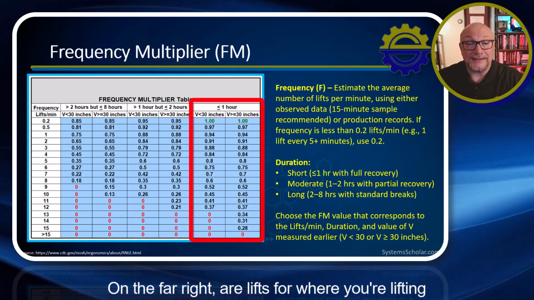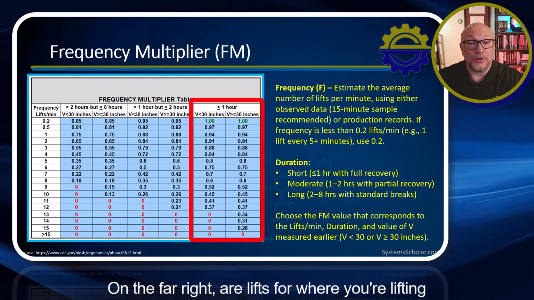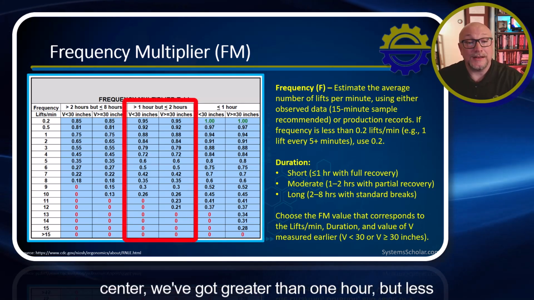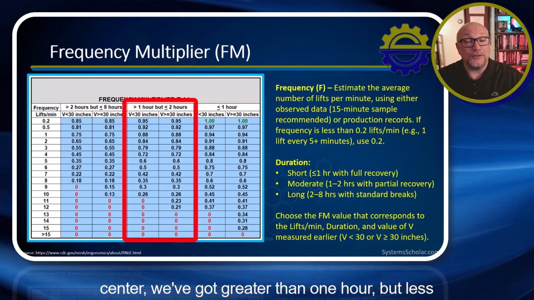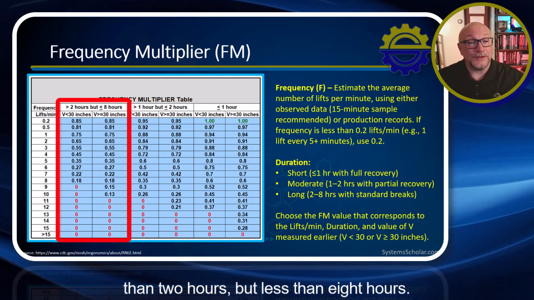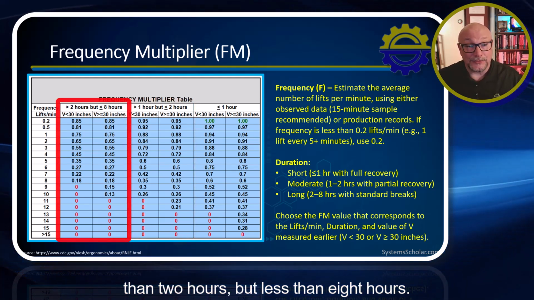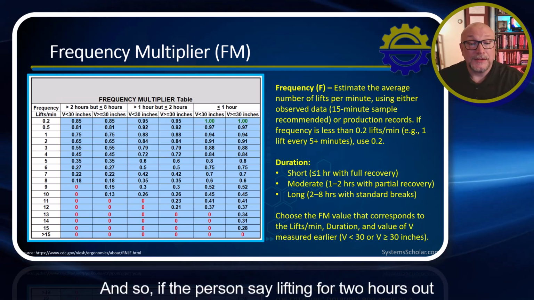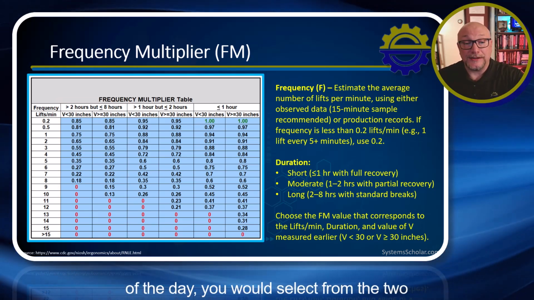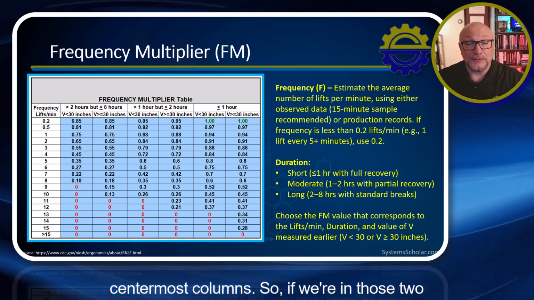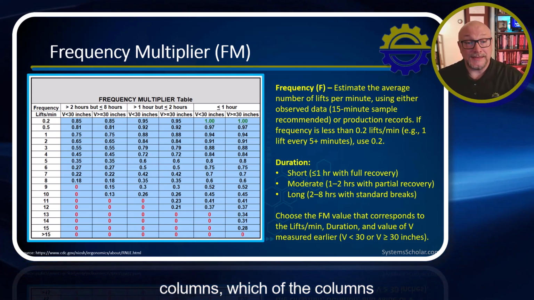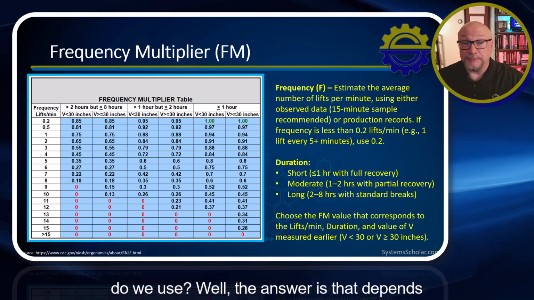Less on the far right, lifts where you're lifting for less than 1 hour per 8-hour shift. In the center, we've got greater than 1 hour, but less than 2 hours. And on the left, we have greater than 2 hours, but less than 8 hours. So if the person is, say, lifting for 2 hours out of the day, you would select from the 2 centermost columns. So if we're in those 2 columns, which of the columns do we use?